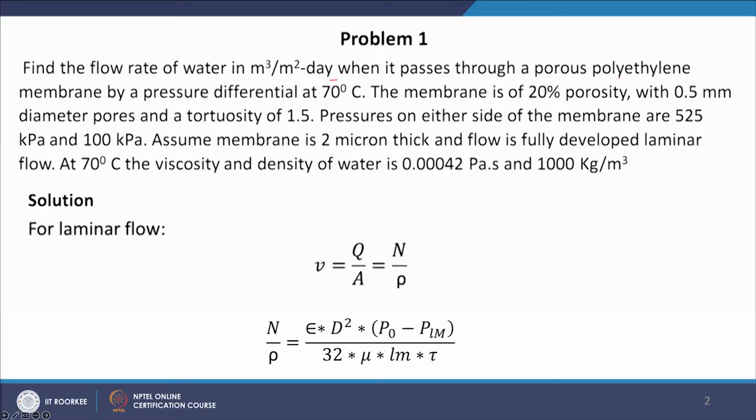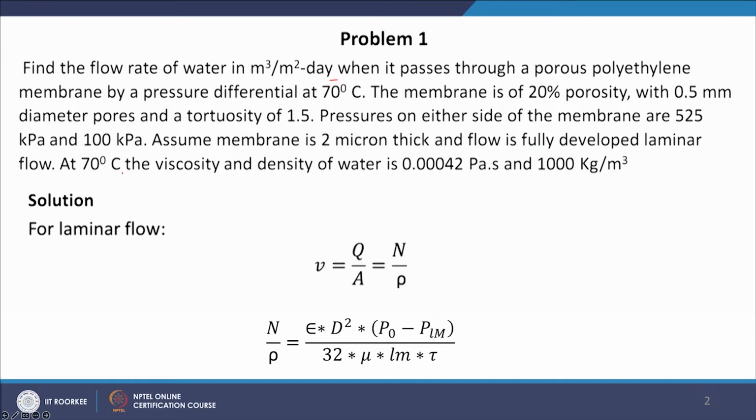The first problem statement is: find the flow rate of water in meter cube per meter square per day when it passes through a porous polythene membrane by a pressure differential at 70 degree centigrade. The membrane is of 20% porosity with 0.5 mm diameter pores and a tortuosity of 1.5. Pressures on either side of the membrane are 525 kilopascal and 100 kilopascal. Assume the membrane is 2 micron thick and flow is fully developed laminar flow.